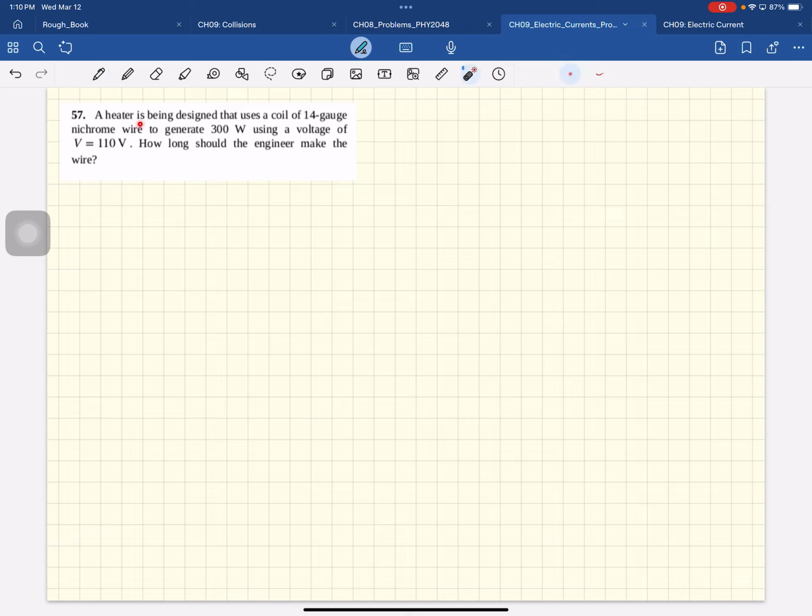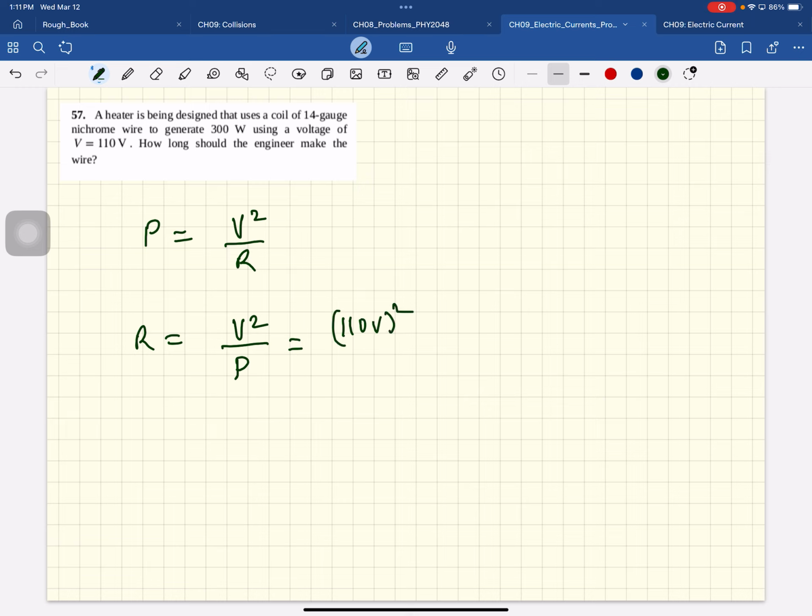A heater is being designed that uses a coil of 14 gauge nichrome wire to generate 300 watts using a voltage of 110 volts. How long should the engineer make the wire? Okay, power is voltage squared divided by R. So the resistance you want is voltage squared divided by power, 110 volts squared divided by 300 watts.